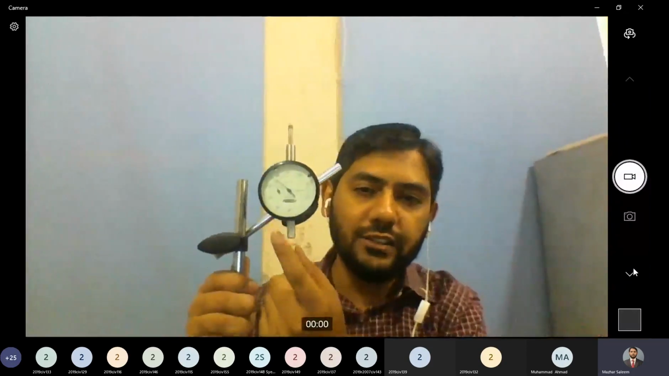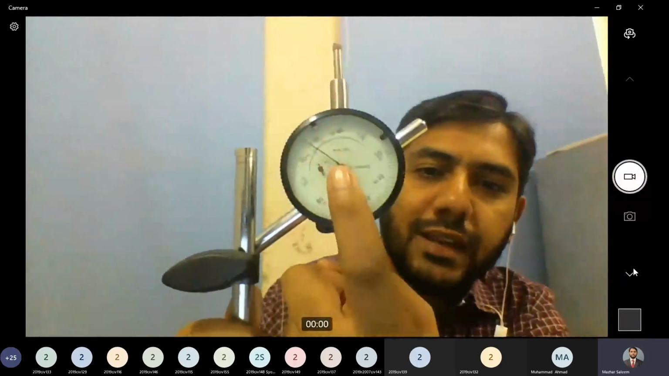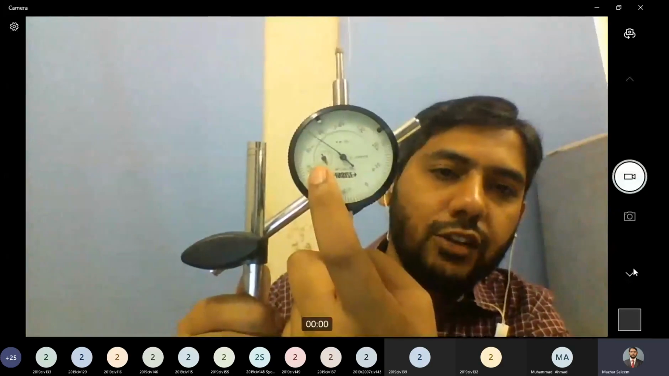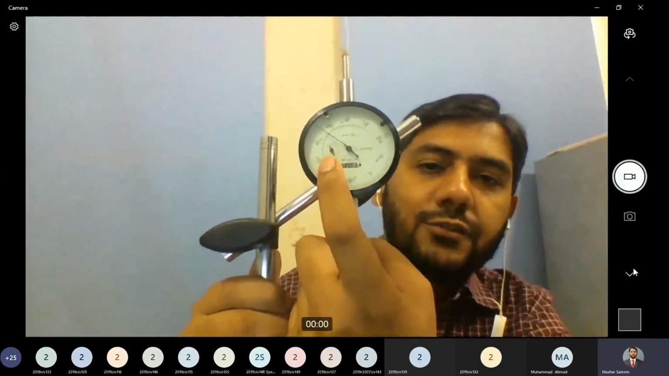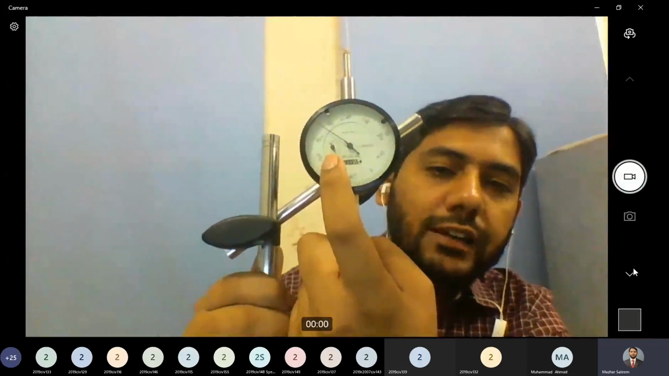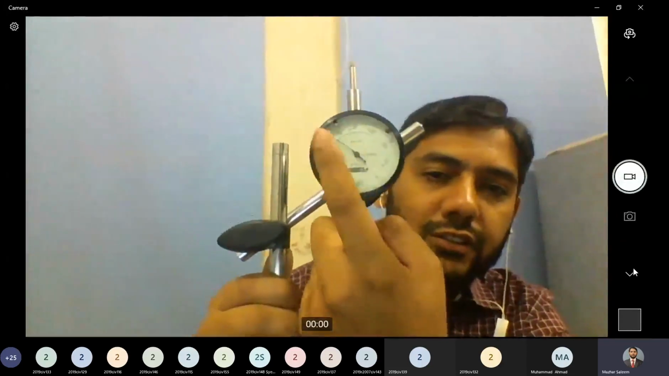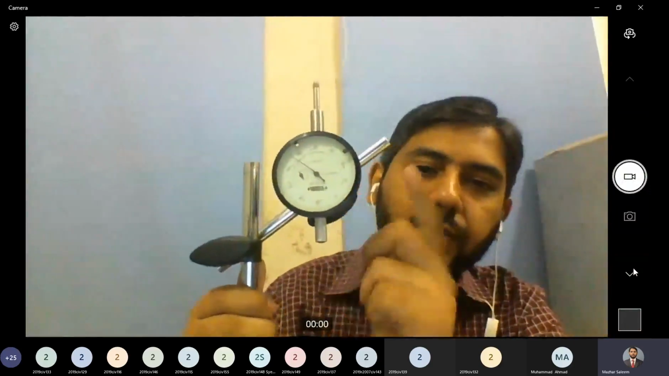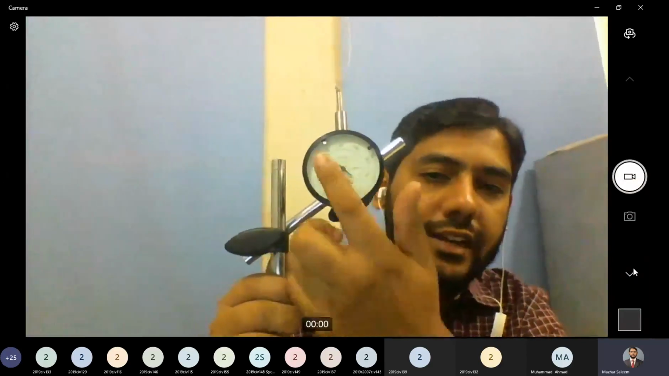There are actually two needles. If I give you a close up here, there are two needles. One is this big needle and one is small needle. This small needle is actually a bigger scale, large scale, because one division of this small needle scale is a lot bigger than the one division of this larger needle. So we have two scales in this gauge. One is large scale, which is apparently smaller in size, and one is a small scale that has this big needle.